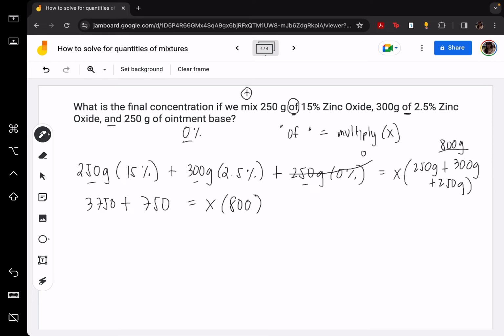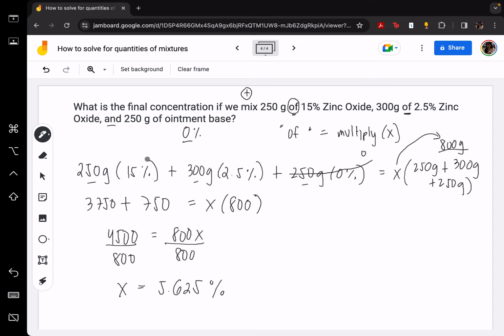So what do we do now? So this becomes 800x simply, right? So that means 750 plus 750, that gives you 4,500. This becomes 800x, right? We simply multiply it that way. Okay, divide both sides by 800. Your x is now 5.625.